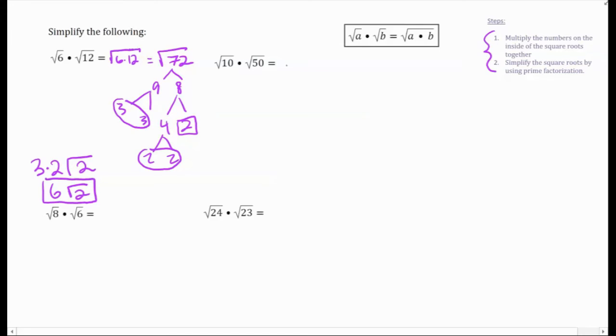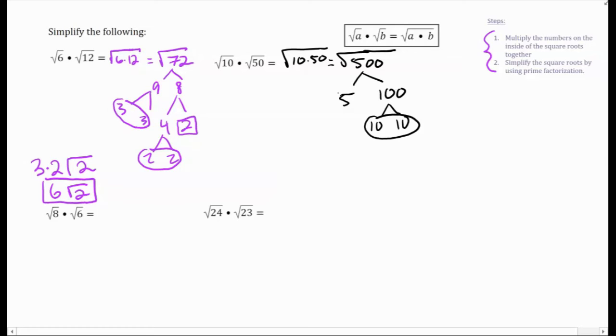Now, the second one here, 10 times 50 on the inside. I know 10 times 50 is the same thing as 500. Now I'm going to break this up so I can simplify it because yes, this is the right answer, but no, it is not simplified. So that gives me 5 times 100. I can split up the 100 into 10 times 10. I could just stop here because I have my pair and then my 5 left over here.